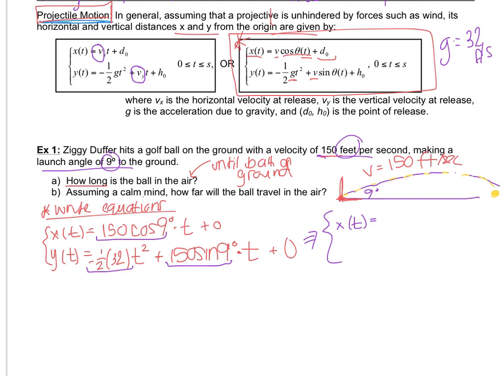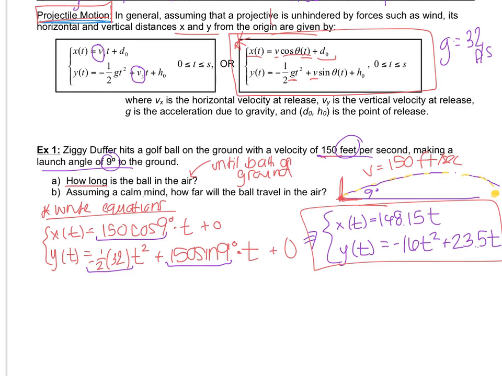let's see, 148.15. And then I have t. That's it for x of t, because the rest of it is just plus 0. Y of t would be negative 16t squared plus 150 sine of 9, and that's 23.47. We'll do 23.5t. So those are our parametric equations that we're going to use for this.